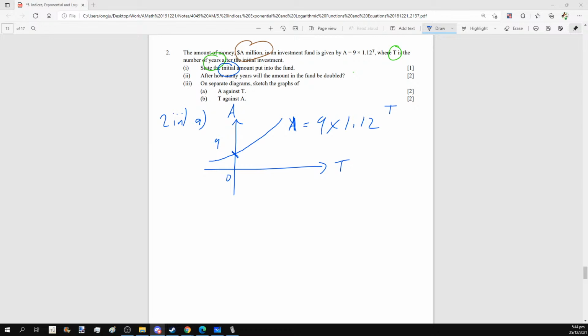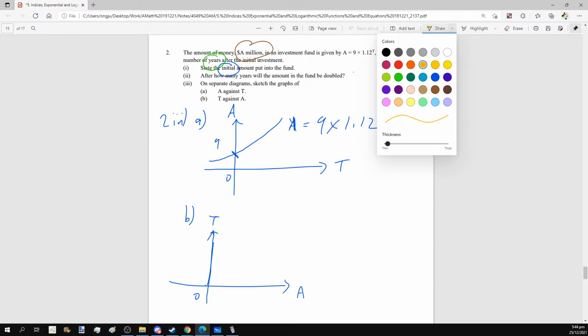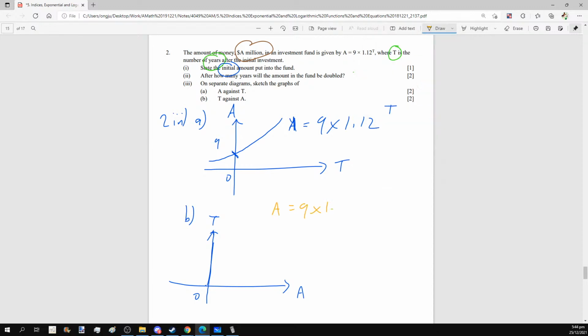Right, now conversely, part B will be more interesting. If you want T against A, that means, very understandably, we will have this instead. In order for us to work this out, we are going to have to do the conversion by ourselves. So let us start with making capital T the subject by isolating the 1.12 like this. Once we have this, then clearly we have the following result.